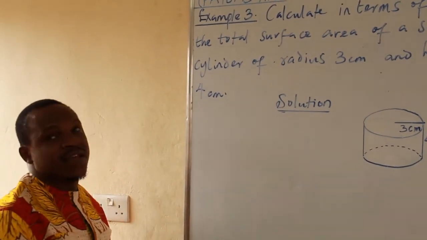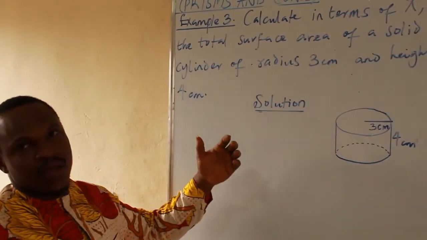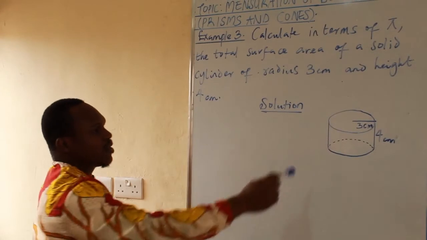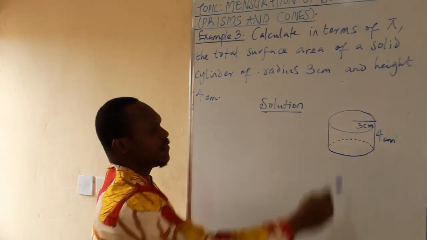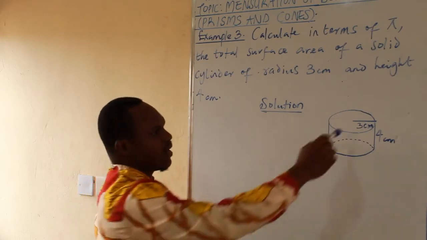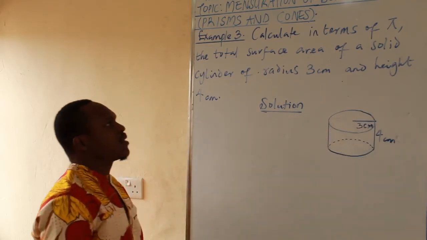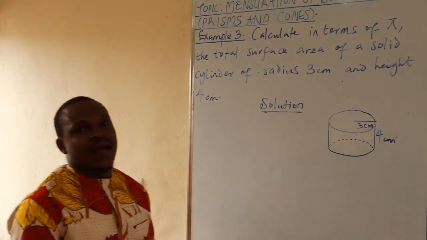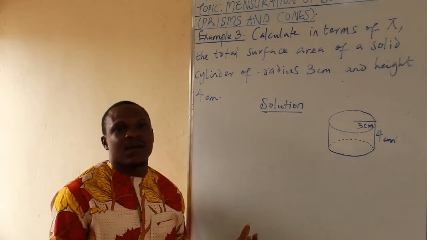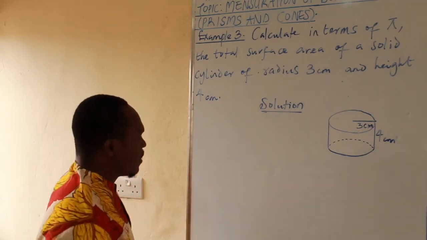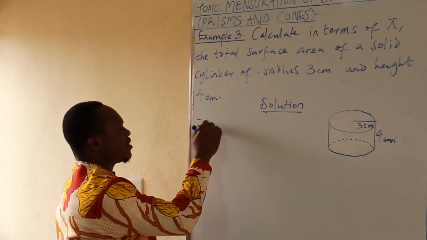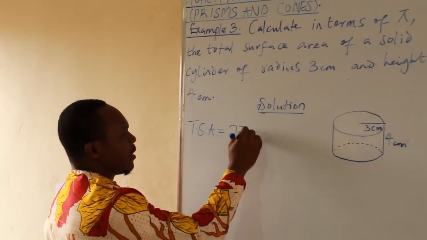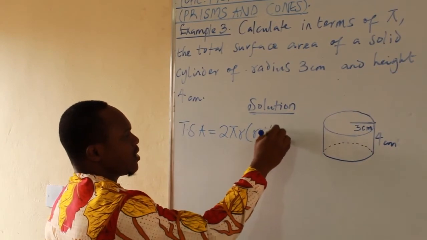So the first step in the solution is to always make a representation of what is said in the question. So I tried here to make a representation of a cylinder of radius 3 centimeters and height 4 centimeters. Question says we calculate in terms of pi the total surface area. Remember, this is a cylinder, and I had previously given a formula for the total surface area of a cylinder. I said the formula for the total surface area of a cylinder is 2 pi r into r plus h.